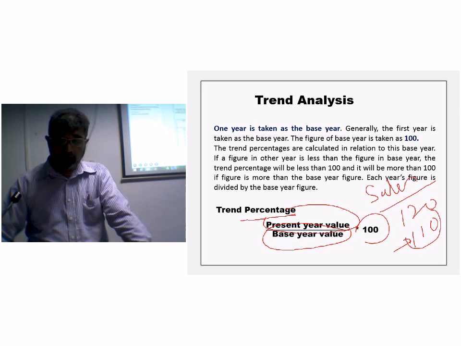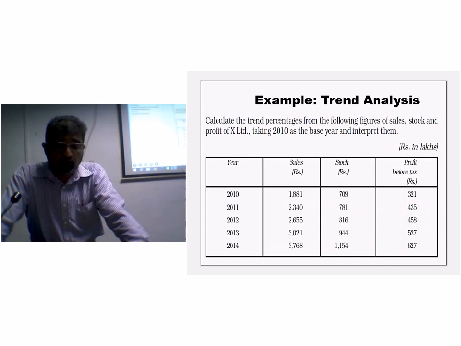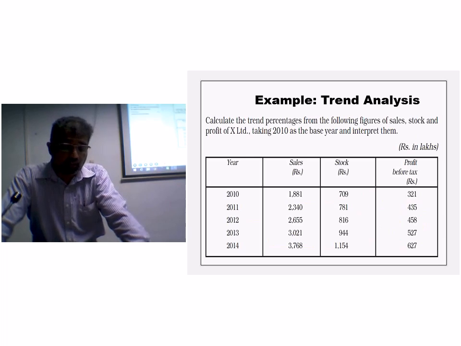Now here you are given a number of examples. If you move to this one, you are given this type of details. Calculate the trend percentage from the following figures of sales. Now you are given sales, stocks and profit details. Here you can see the real values. Your task is to convert this into trend value or index, right? You can identify the base year first. What is the base year? The first year of this data set is 2010. You can take 2010 as 100.